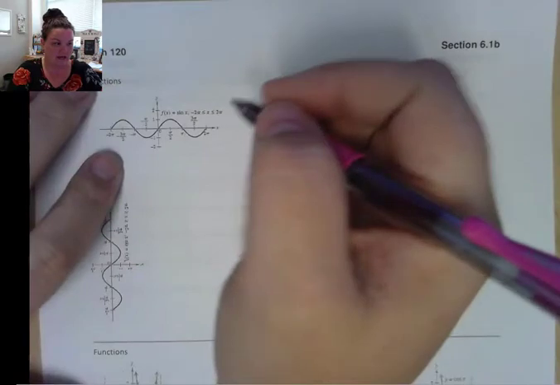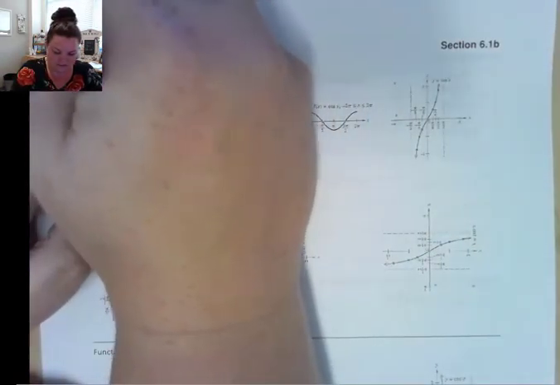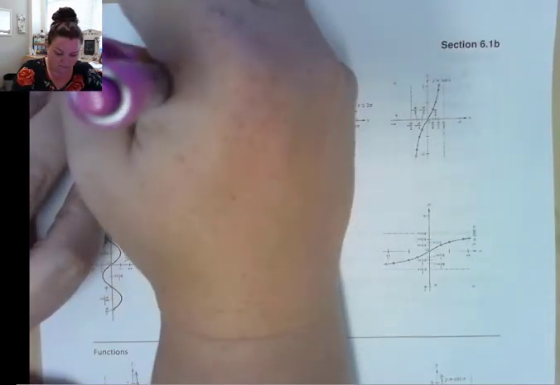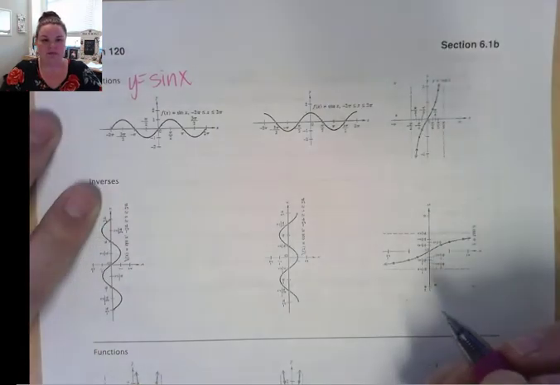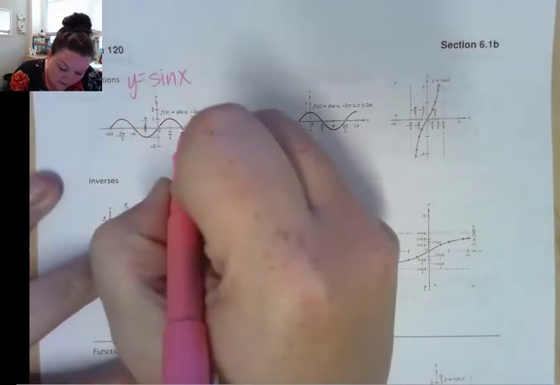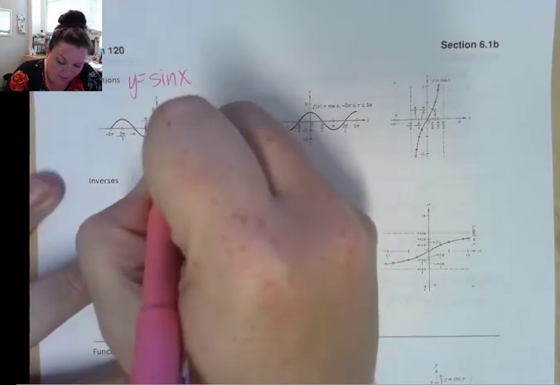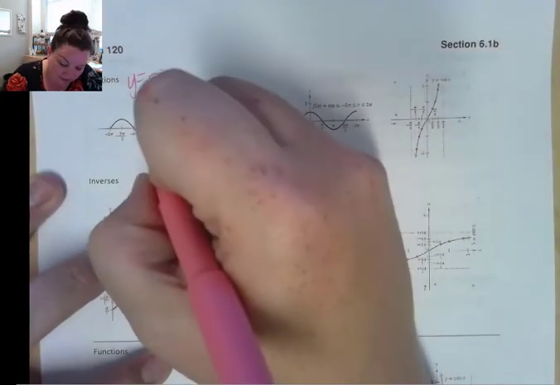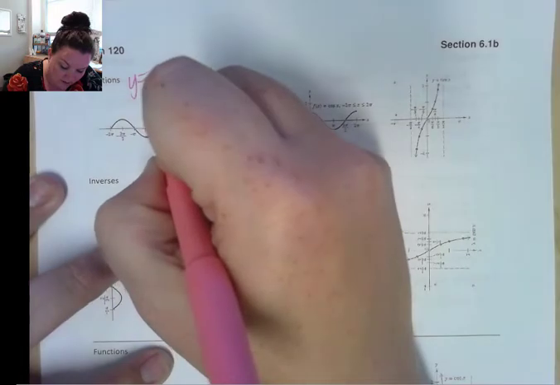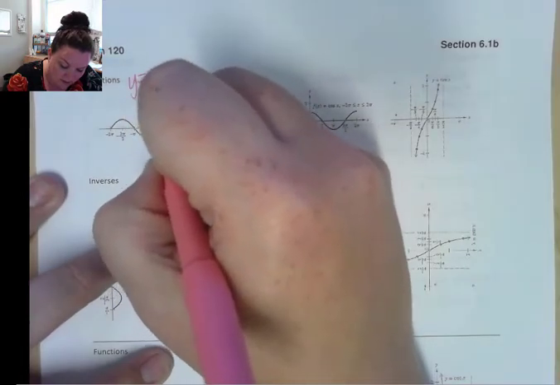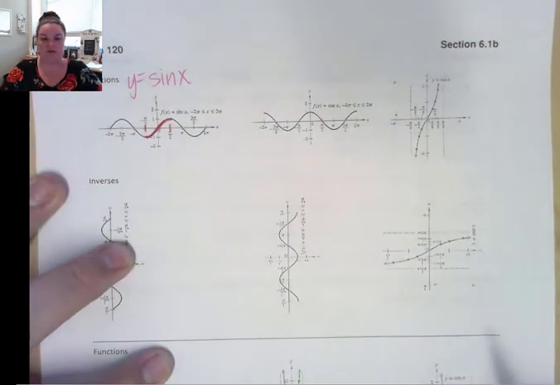So this is our sine function. I'm going to write these bigger because this is just hard to see. This was y equals sine x. And remember, we restricted it from negative pi over 2 to pi over 2, because we were able to cover all y values from negative 1 up to 1 using just those values, right?